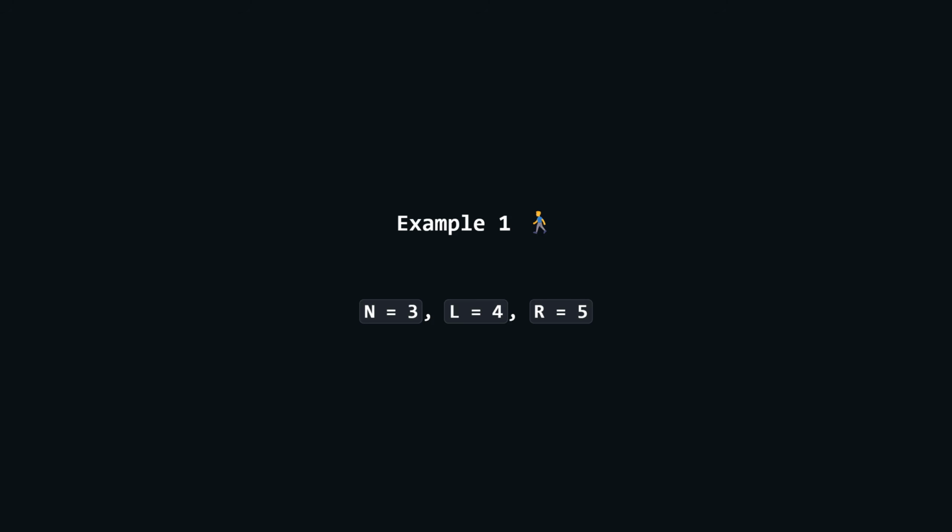Let's look at a quick example where our target length is 3, our lowest allowed number is 4, and our highest is 5. One perfectly valid sequence is 4, then 5, then back down to 4. It zigzags perfectly. The only other valid one is 5 down to 4, then back up to 5. So our final answer for this example would be 2.